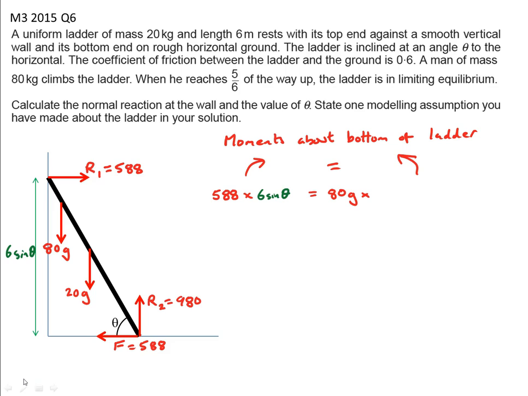The line of action of the 80g is at a distance of 5 cos theta from the foot of the ladder, because we know the man is 5/6 of the way up the ladder. In other words, the man is 5 meters up the ladder. So the moment of the 80g about the foot of the ladder is 80g times 5 cos theta.